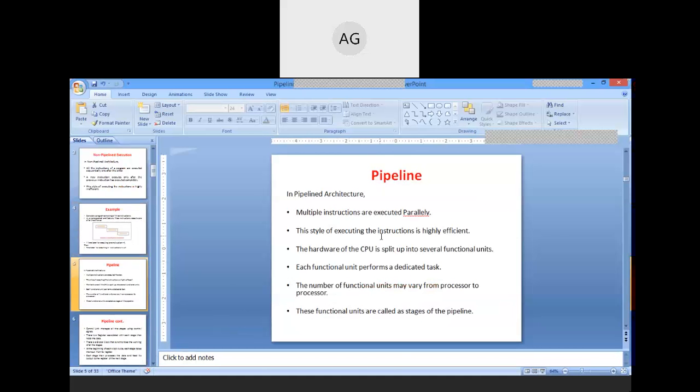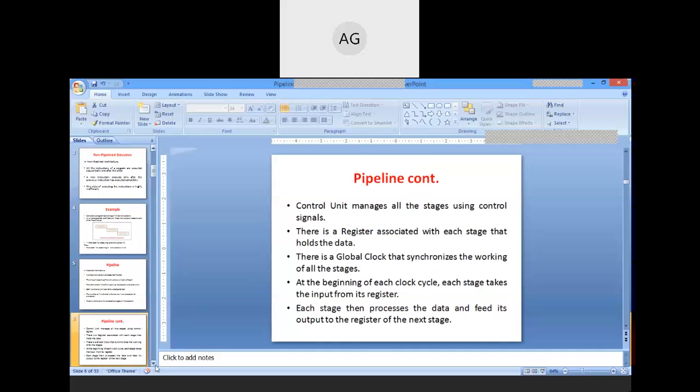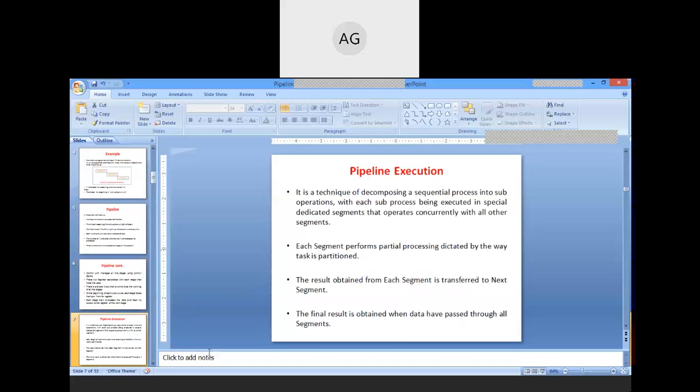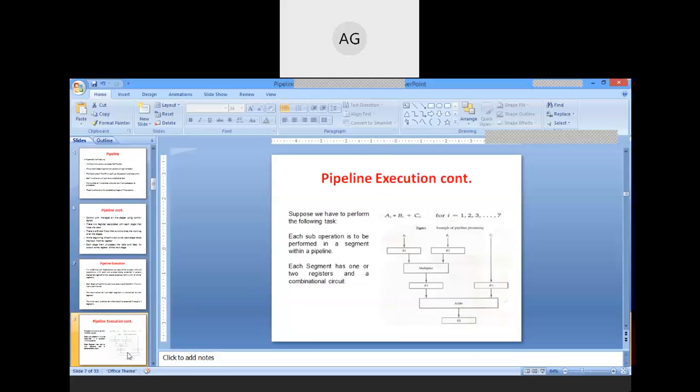After that, we discussed the pipeline execution, in which all the instructions are executed in a parallel form. We need to divide a big task into small subtasks and execute the small subtasks parallelly at the same time. This we already discussed in the previous class.